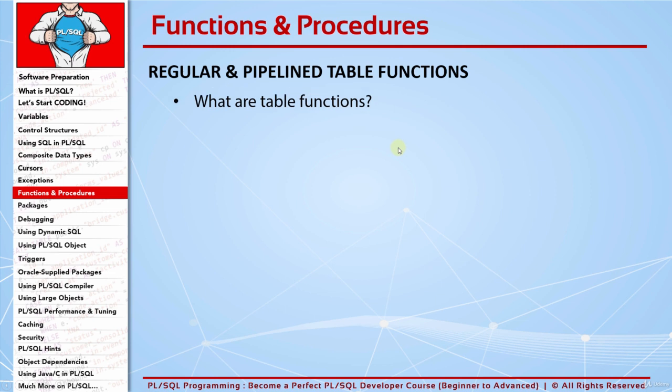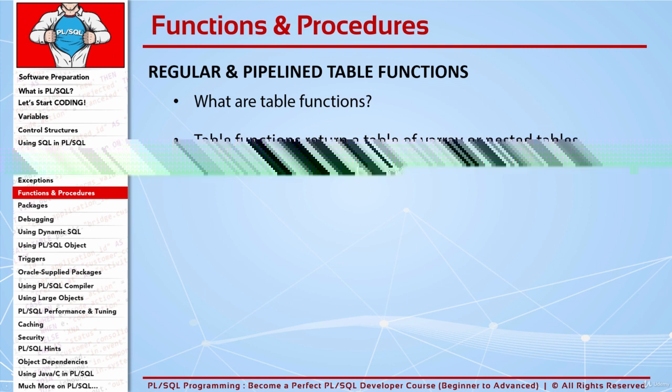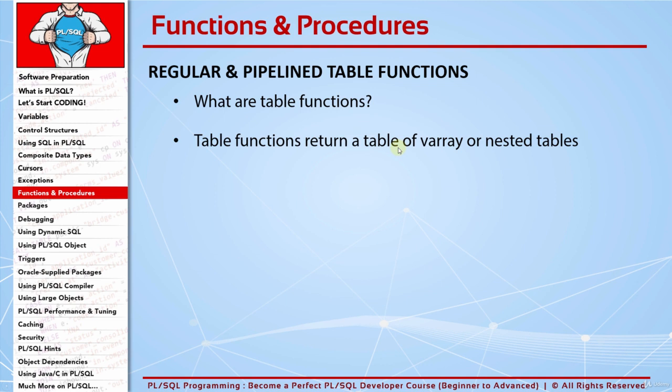Table functions are the functions that return collections of rows that can be queried like a regular database table. The collection of rows means either a nested table or a V-array. That means table functions are the functions that return a nested table or a V-array. And we can query from these functions just like a table. Now, between the regular and pipeline table functions, there is only one but efficient difference in functionality.